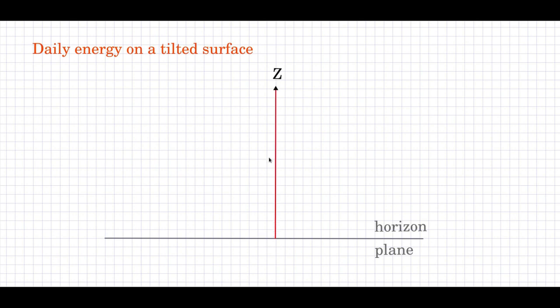Now this axis is the normal axis, normal to the horizon plane. It goes vertically up, and this is called the zenith axis Z. This also we know.